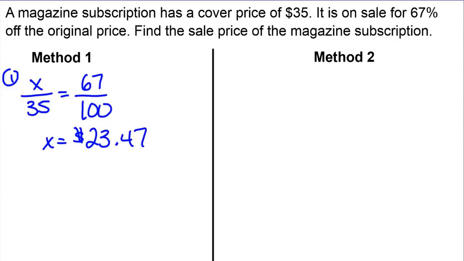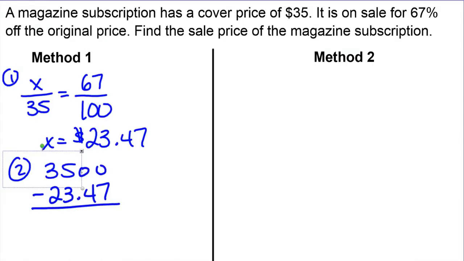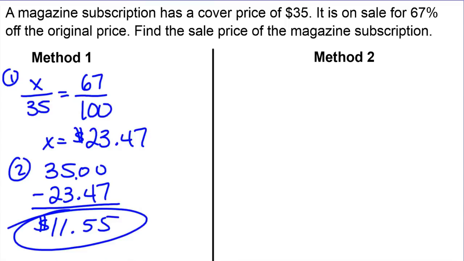$23.47. That's how much is going to be taken off the price. So now I need to subtract $23.47 off the cover price. After I do that, I get $11.55 remaining. So that's going to be the cost of the subscription after the discount.